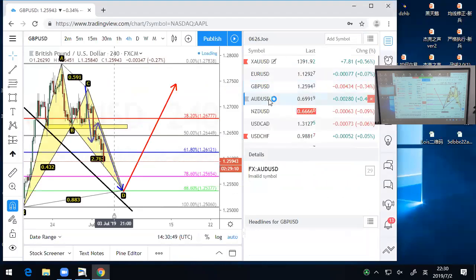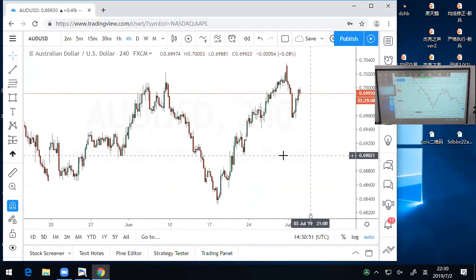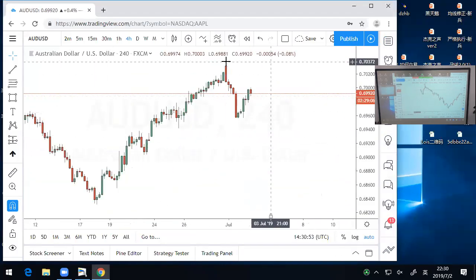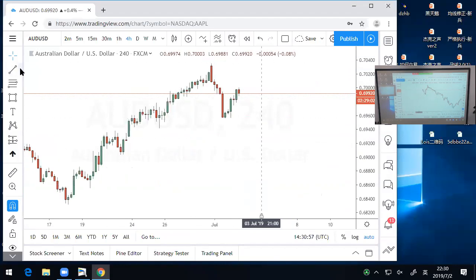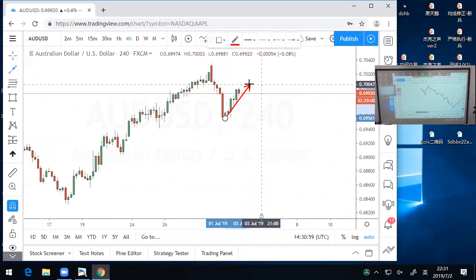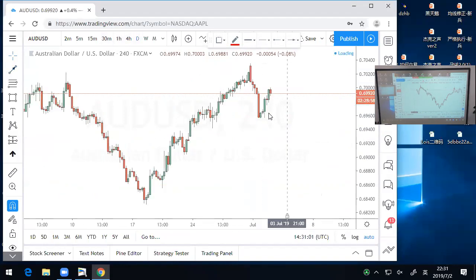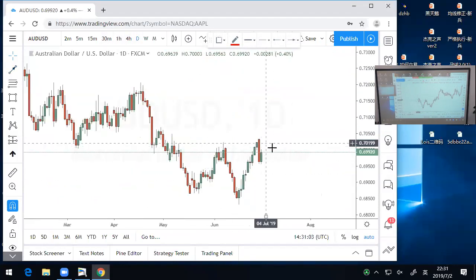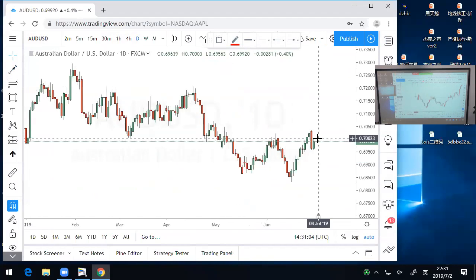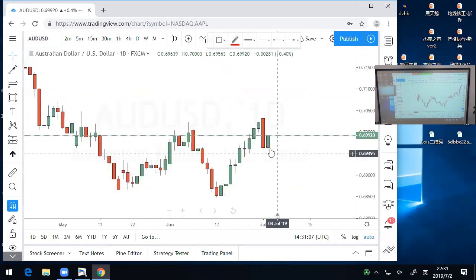Let's go check the Aussie dollar. Aussie made a high from 0.70 and pulled back to 0.69, and now the Aussie is going up, right? So Aussie still maintains a strong bullish momentum. It still has higher highs and higher lows.